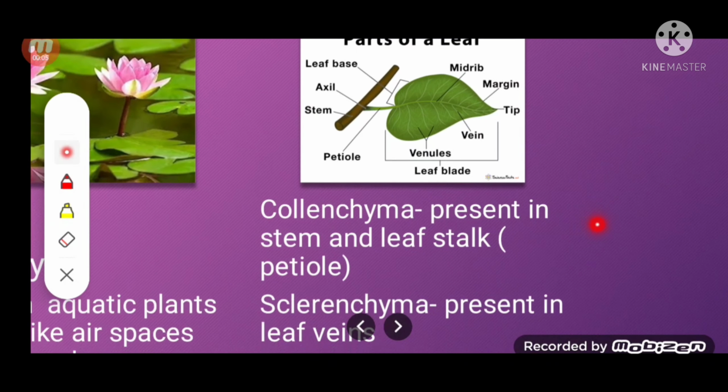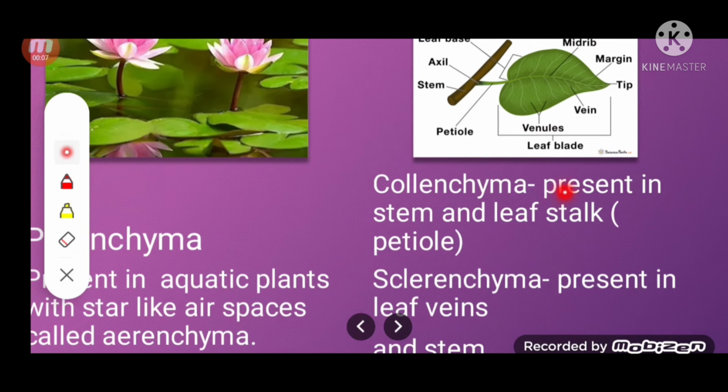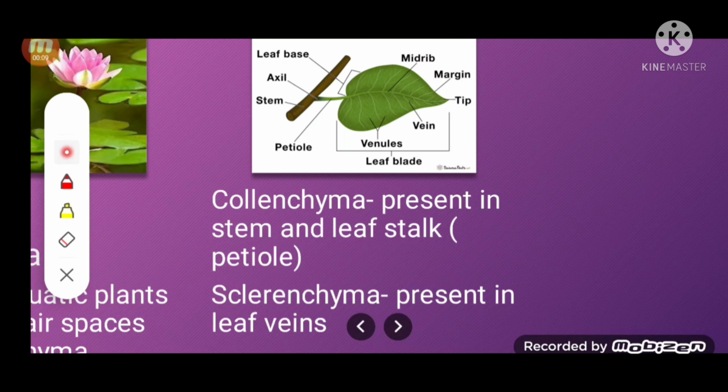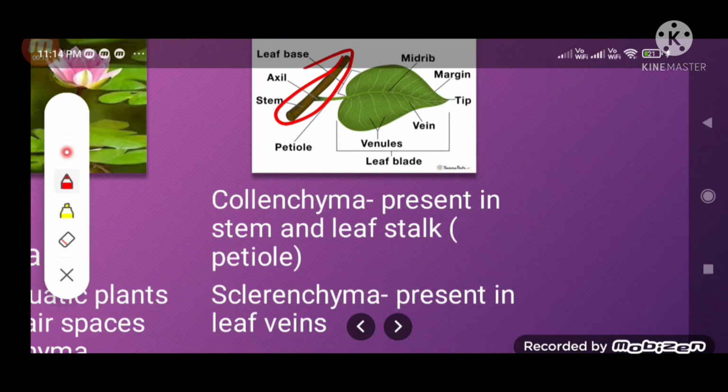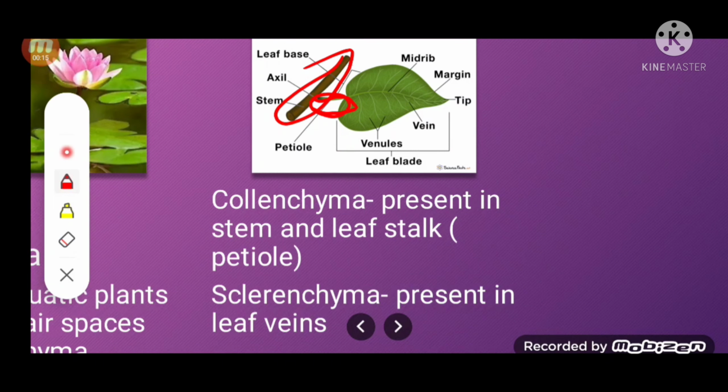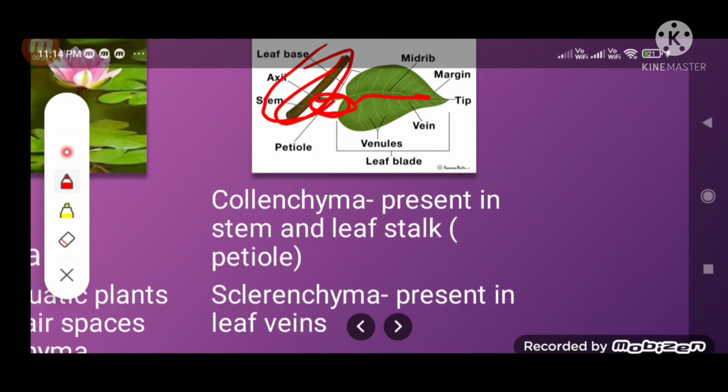Now let's see collenchyma. As I told you, they are present in the stem and leaf stalk. So this is the stem and this is the leaf stalk. Here in these two parts, collenchyma will be present. And what about sclerenchyma? The third category of the simple permanent tissue is sclerenchyma, which is present in leaf veins. Here they will be present in leaf veins as well as stems.